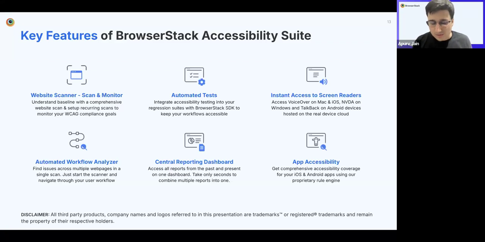Apart from that, a couple of other innovations we've had include an automatic workflow analyzer. This sits inside our Chrome browser extension, and I'll be covering this in a bit as well. You can start the scanner and then naturally traverse through your website, and we'll keep looking for issues along the way and create a consolidated report.